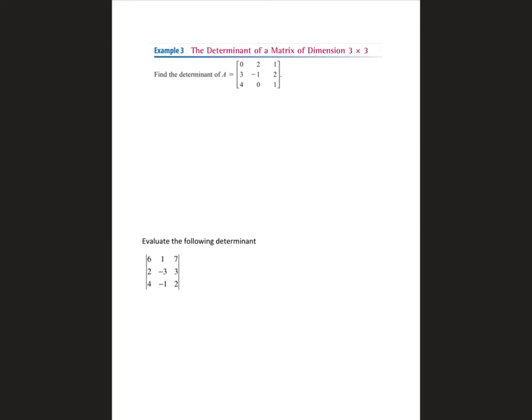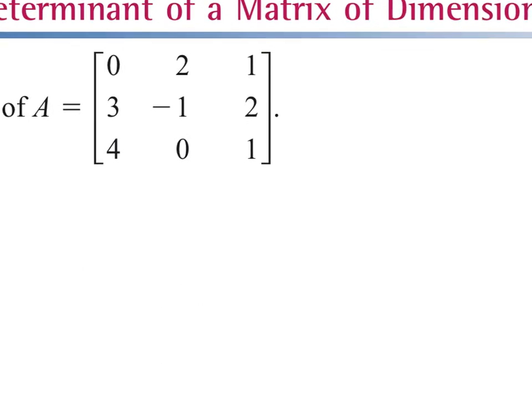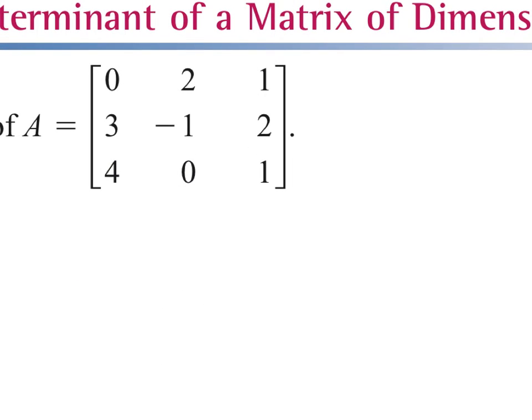So finding the determinant of a 3 by 3 matrix is where it gets a little bit more tricky, but still not too bad. So what we have to do when we have a 3 by 3 is we take our first 2 rows and just rewrite them right next to our matrix. So we just rewrite column 1, which is 0, 3, 4. And then we rewrite column 2, which is 2, negative 1, 0.